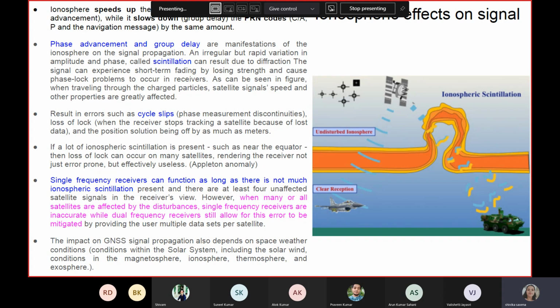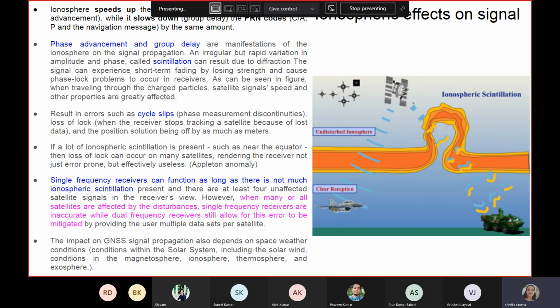So a single frequency receiver can function as long as there is not much ionospheric scintillation. If rapid variation is not there, then we can use single frequency receivers. But this is not the case at the equator. We need to use dual frequency. When many or all the satellites are affected by the disturbance, single frequency receivers are inaccurate, while a dual frequency receiver will allow this error to be modeled or mitigated properly by providing multiple data sets per satellite.